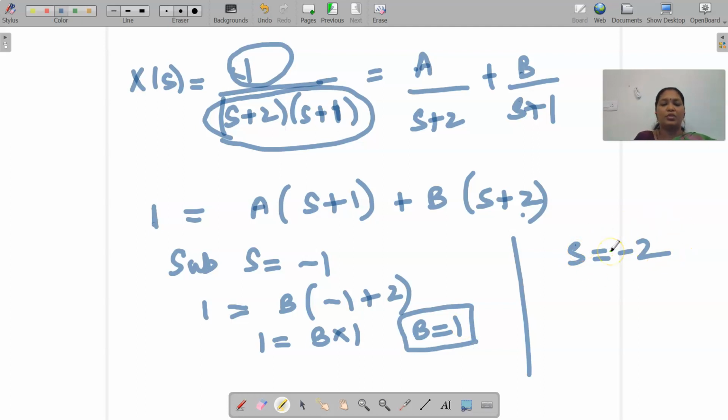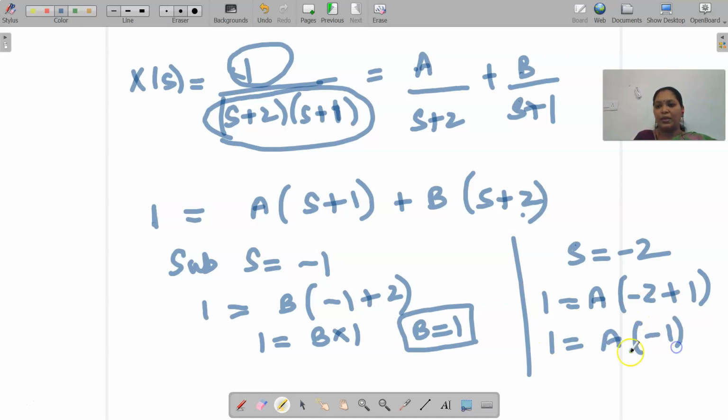Substitute s equal to minus 2. Again, left hand side value is 1. When I have here a into minus 2 plus 1. Here minus 2 plus 2 gets cancelled. So this whole term will become 0. 0 into b will become 0. So this term becomes 0. So here 1 equal to a into minus 2 plus 1, which is minus 1. So a equal to minus 1. 1 divided by minus 1 is nothing but minus 1. So you have determined now a value as minus 1, b value as 1.